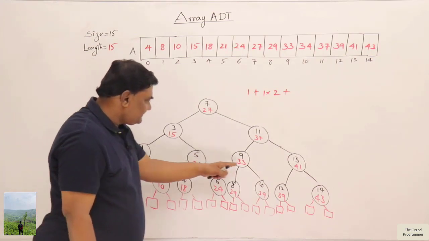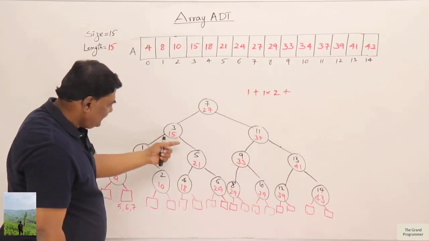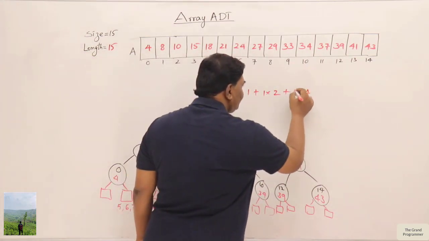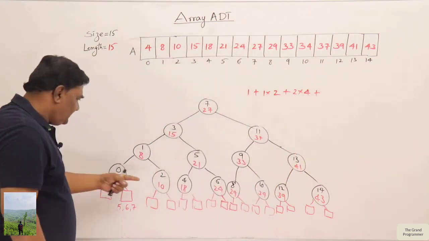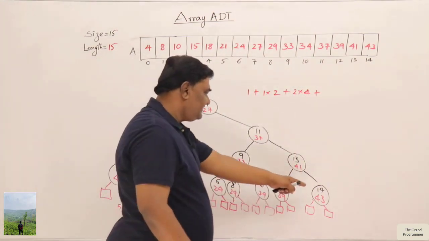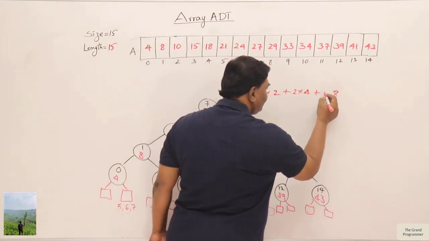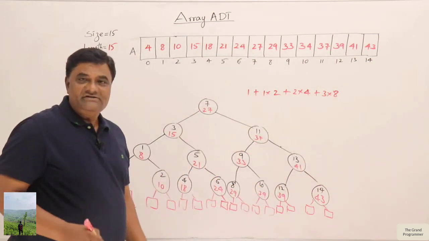Then these 4 elements. How many comparisons are required for each? 1, 2. For here also 1, 2. For this also 1, 2. So there are 4 elements which require 2 comparisons. Then 1, 2, 3, 4, 5, 6, 7, 8 elements which require 3 comparisons. So there are 8 elements which require 3 comparisons. So this is growing in this form.